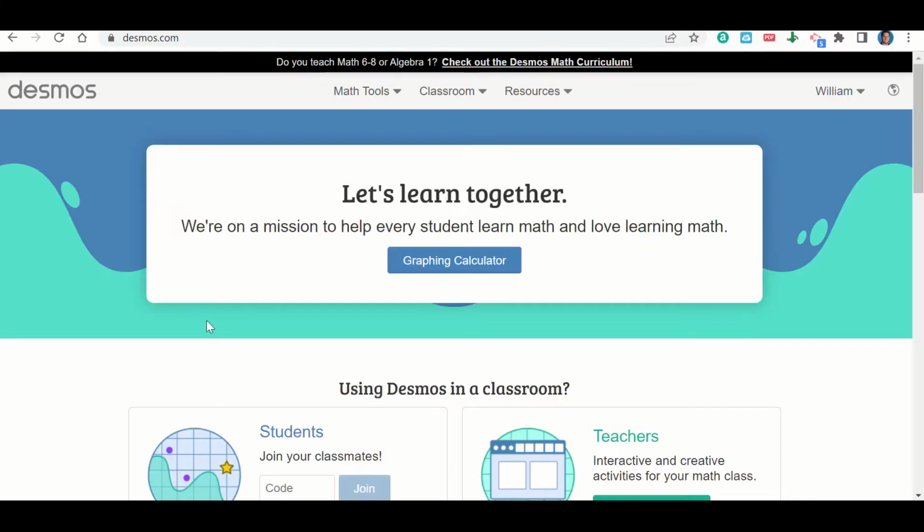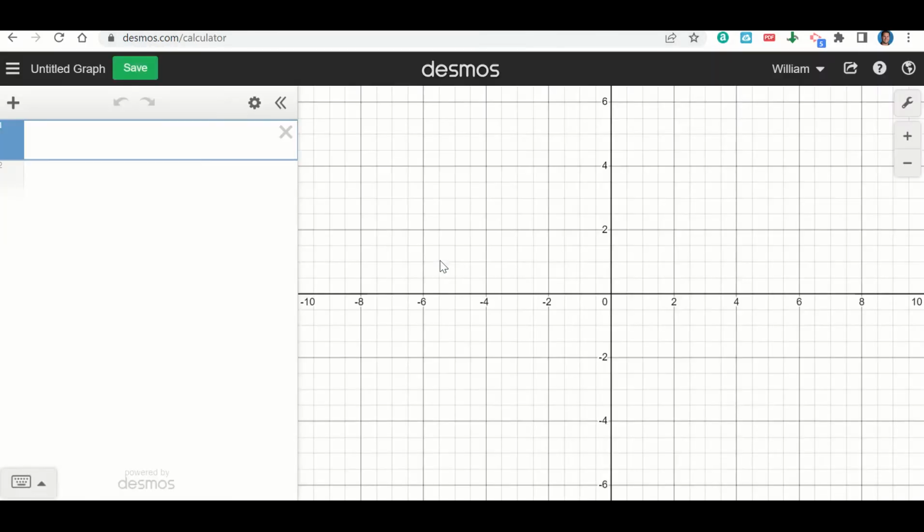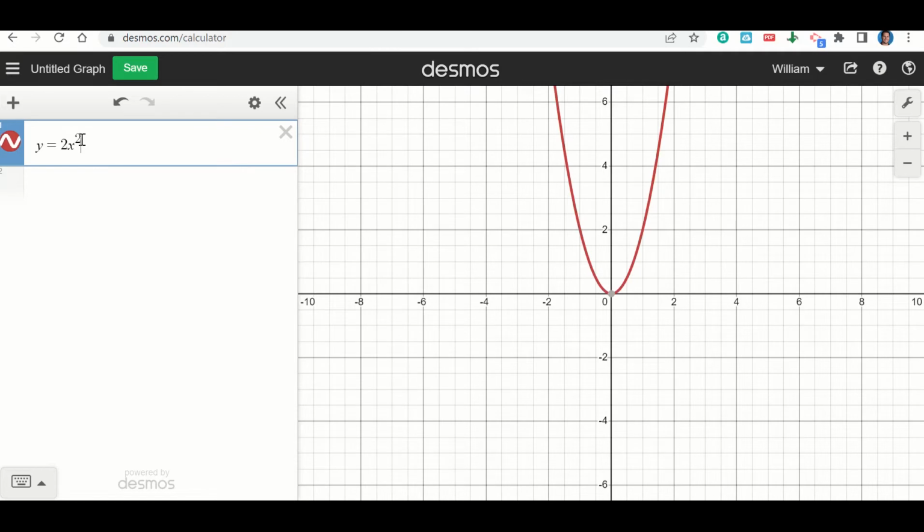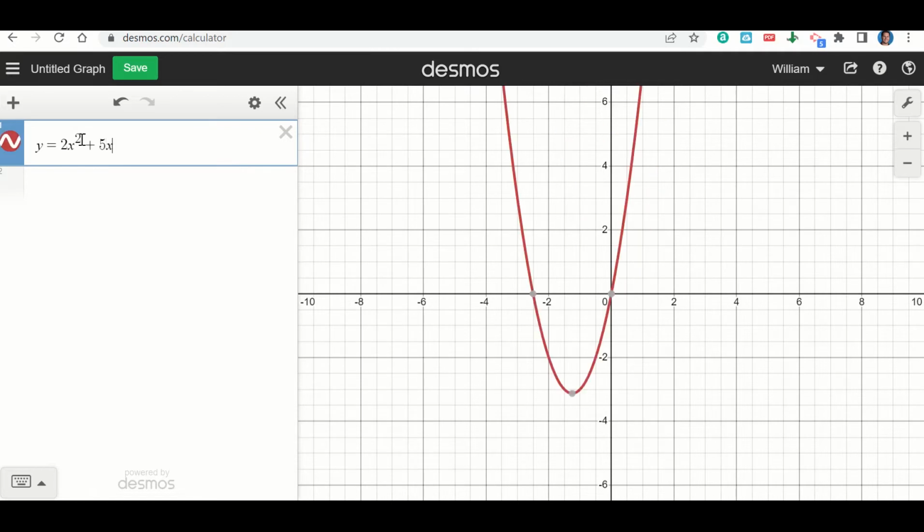Let's talk now about how we can use Desmos to check the roots of a quadratic equation. So first of all, I'm going to go to desmos.com, and then I'm going to go to where it says graphing calculator. And if you notice, it should take you to a page that looks like this, where it'll have the graph on this side. We just need to enter the equation over here on the left. So let's go ahead and do that. So let's say it's y equals 2x squared plus 5x minus 2.